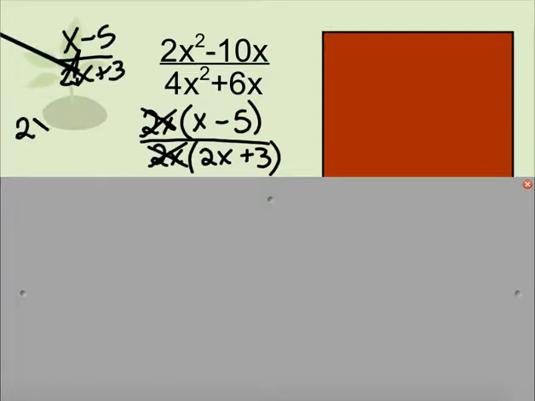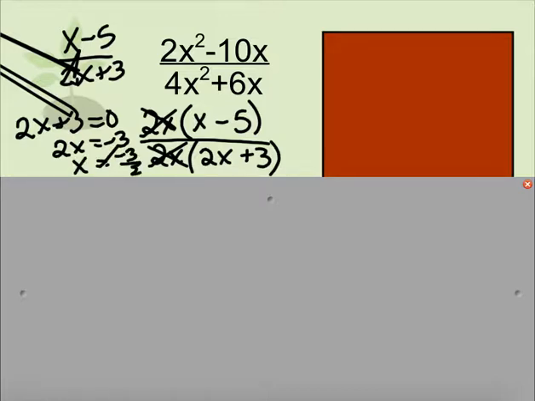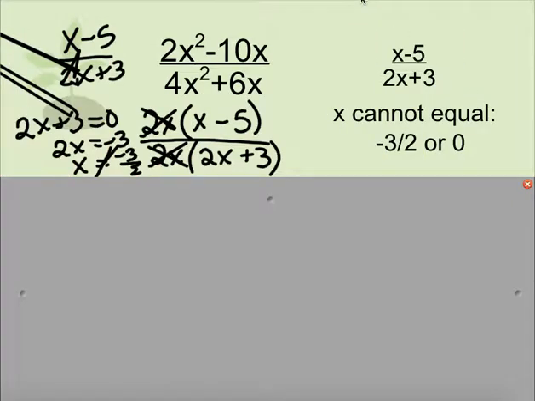And so I set 2x plus 3 equal to 0. I subtract 3 on each side to get 2x equals negative 3. Divide by 2, and I see that x would have to be negative 3 over 2 to make this undefined, so we exclude it. So we see in a little bit clearer form, x minus 5 over 2x plus 3 is our answer. x cannot equal negative 3 over 2, and since we have simplified, we don't have to say that x cannot be 0.